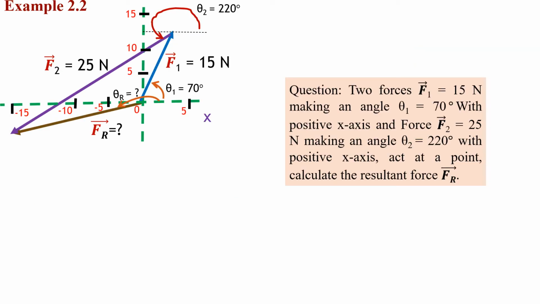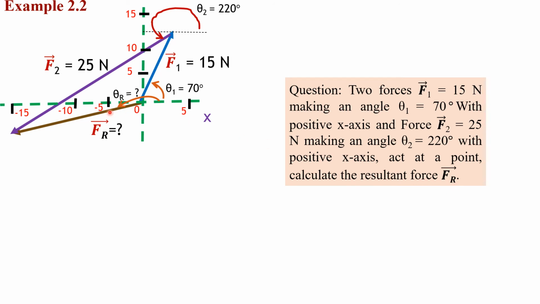Question. Two forces. Force 1 F1 is equals to 15 Newton, making an angle theta 1 is equals to 70 degree with positive x-axis, and force F2 is equals to 25 Newton, making an angle theta 2 is equals to 220 degree with positive x-axis. Act at a point. Calculate the resultant force Fr.